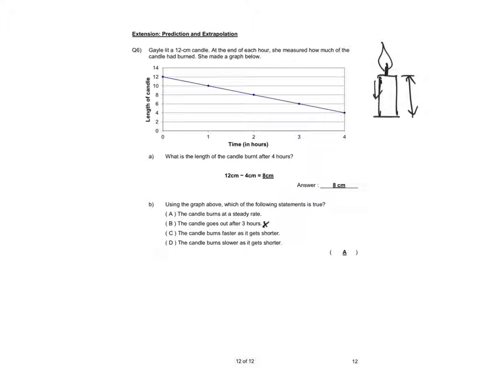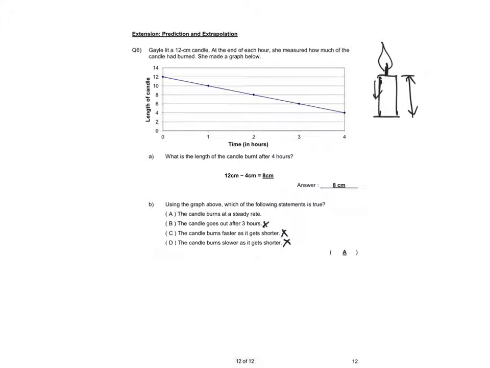From here, every hour it reduces by 2 cm. Every hour, 2 cm, 2 cm, 2 cm. So you can see that this is quite steady. It doesn't burn faster when it's shorter, and it doesn't burn any slower either. So it actually burns at a very steady rate, which is A.